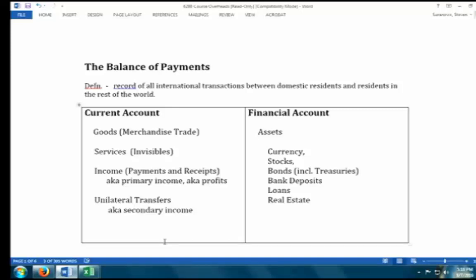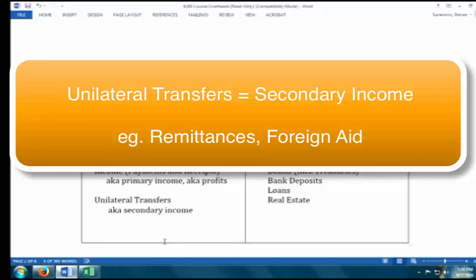Second important component of unilateral transfers is foreign aid or assistance. So if a natural disaster happens somewhere else in the world and countries respond by sending money or goods or any kind of assistance to another country, not expecting anything in return, that also is a kind of unilateral transfer. It would get incorporated in this part of the current account in the balance of payments.